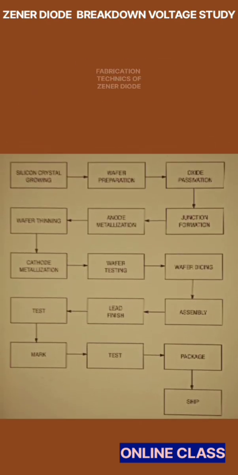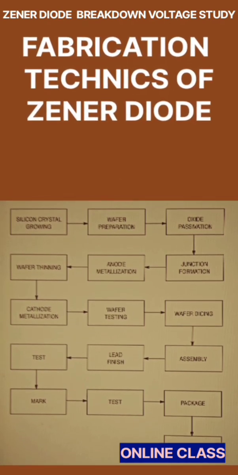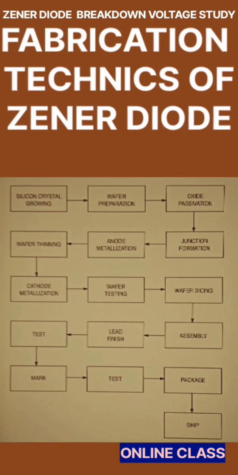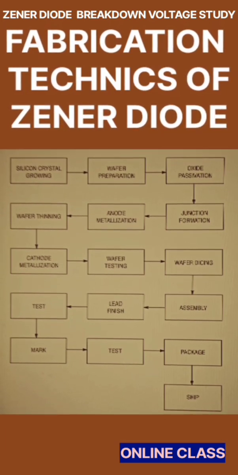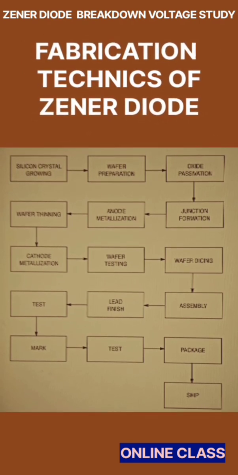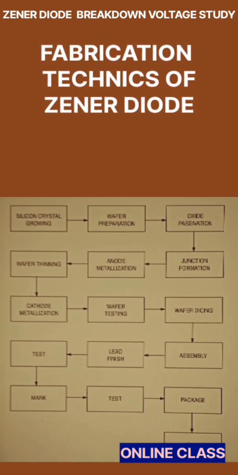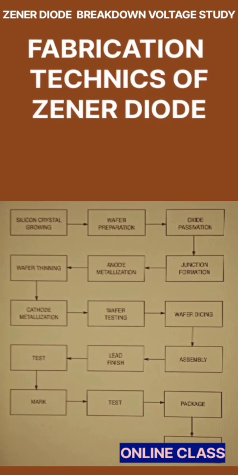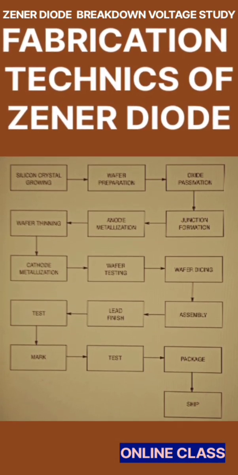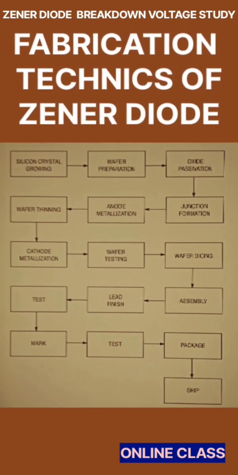Next is fabrication techniques of zener diodes. Introduction. A brief overview of the techniques involved in the production of zener diodes can offer engineers valuable insights for their applications. Understanding how zeners are made enhances the comprehension of their capabilities and limitations. This section outlines the fundamental steps in the fabrication of zener diodes from crystal growth to final testing.